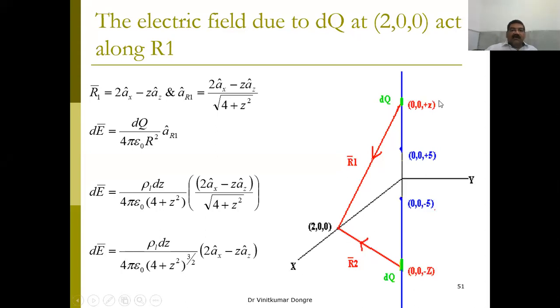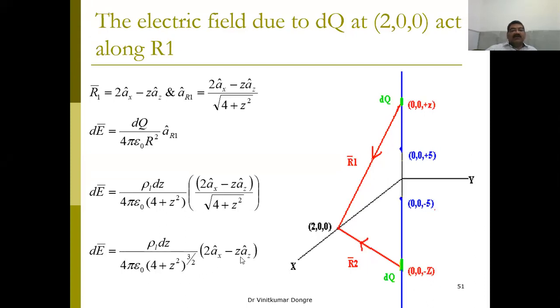Now, how to do it? Simple. Find R1, find R2. The point vectors are 0, 0, plus z and 0, 0, minus z. As plus z and minus z are there, they will get cancelled, because the sign of z in this vector and this vector will be opposite. So your vertical component will get cancelled. Okay. So you have to use the point charge formula, dE equals dq upon 4π ε0 r square a_R. So use this, and this will be the answer.